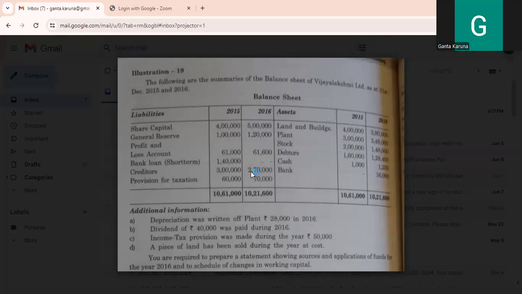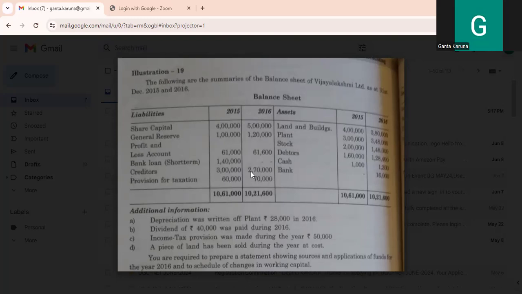Creditors, then provision for taxation he gave us. Then land and building, land on the asset side, so these two will be the fixed. Stock, debtors, cash and bank will be our current. So these cash and bank, I'm going to treat as current when it is a case of funds flow statement. Fine. Now let's get into the additional information.